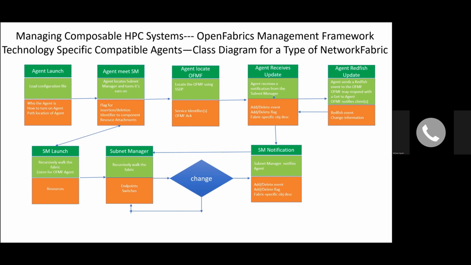We find out what switch ports are there. All that stuff that you normally would get out of a network fabric gets provided to the agent, and then the agent translates that information and sends it over as an event to the OpenFabrics Management Framework, where it gets stored for later usage. Anytime there's a change in the fabric, we get an event, and that gets updated to the agent, and the agent, again, in turn, provides it over to the OpenFabrics Management Framework. Next slide.